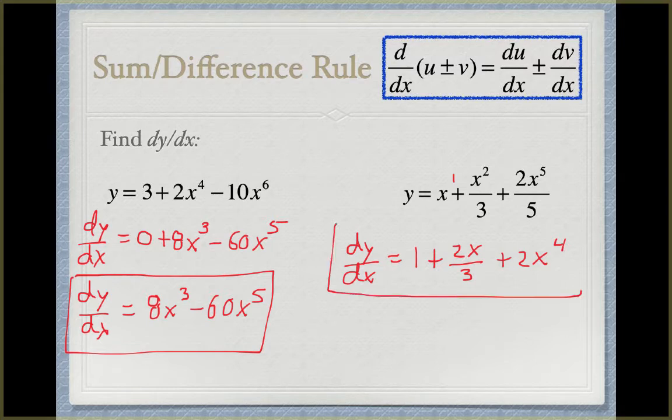So there's my derivative using my sum and difference rules. All we're doing when we do the sum and difference is do each piece by itself. In this case, we're using the power rule as we went across, and that is how you take the derivative using sum and difference rules.